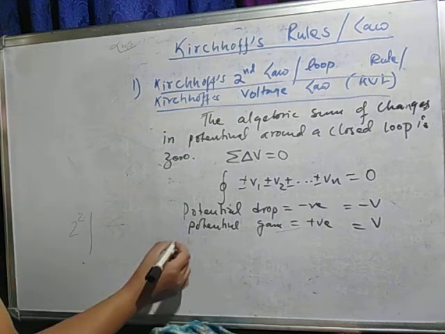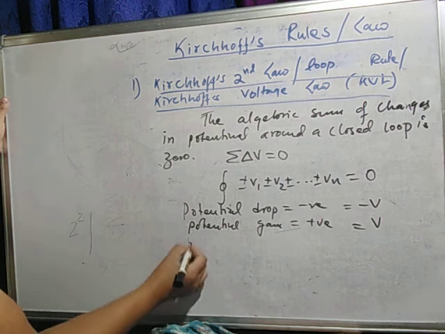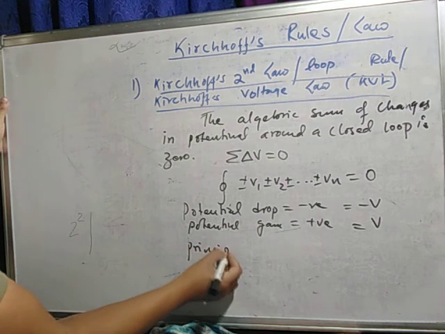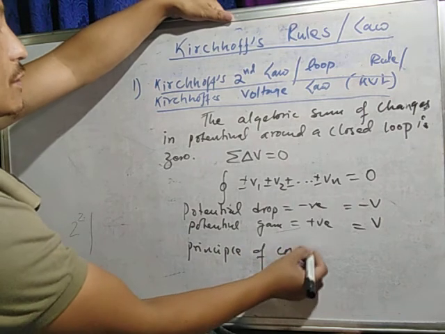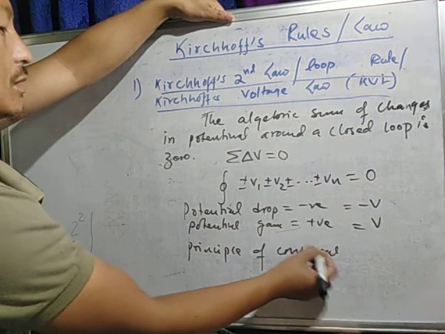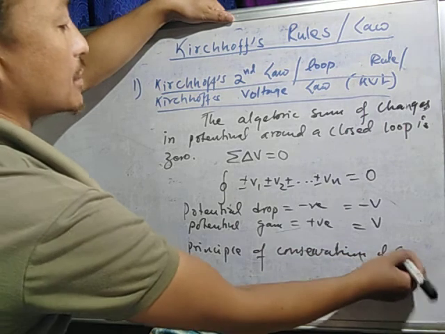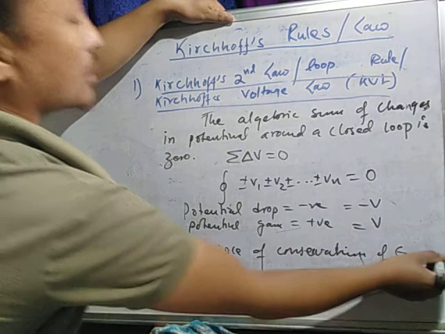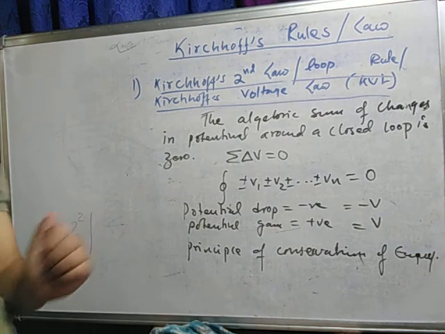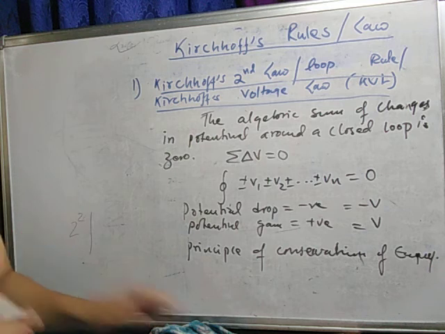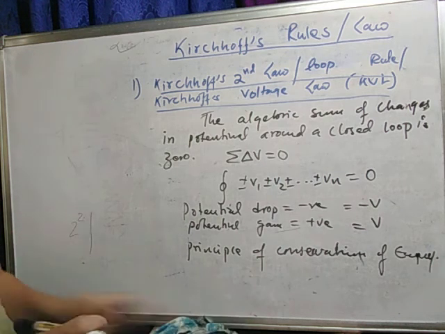So now next write down the principle on which it works. It is based on the principle of conservation of energy, because energy can never be created nor destroyed, but it can be transformed, isn't it? So this is what, isn't it? So now next write down how to apply Kirchhoff's law, clear.